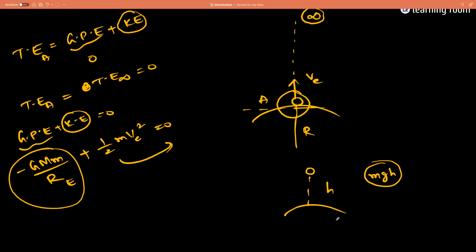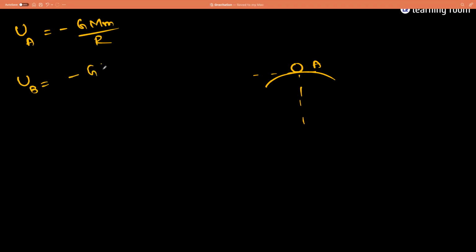So then it should be RE plus H, sir, that distance. That's correct. So here if you see, what is going to be the gravitational potential energy at point A? So absolute potential at point A is going to be equal to minus G capital M small m by R. What about the potential energy at B? Minus G into capital M into small m divided by R plus H. Is that right?